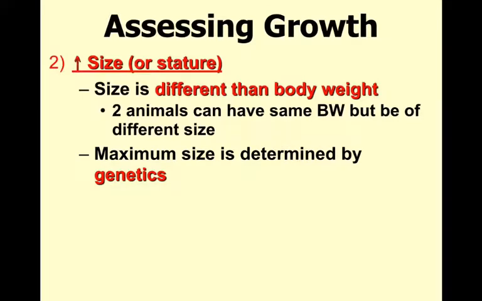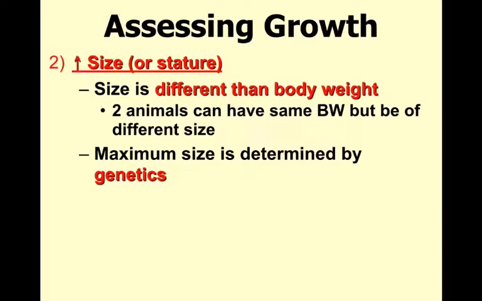The maximum size that an animal can be is going to be determined by genetics. Some examples of this on the beef cattle side: we have what we call our British breeds, Angus, Hereford, Shorthorn. Those breeds mature at a smaller frame size than some of what we call our continental breeds, Charolais, Maine Anjou, Limousin. Some of those types of breeds actually have a larger frame size. However, the mature cows could weigh about the same. They just have very different frame sizes.